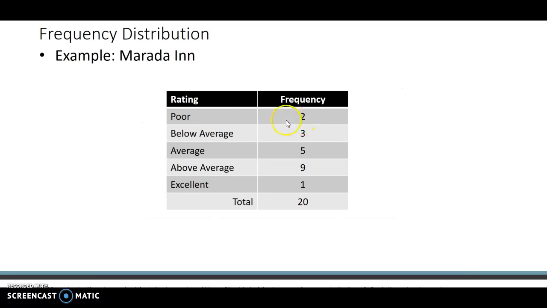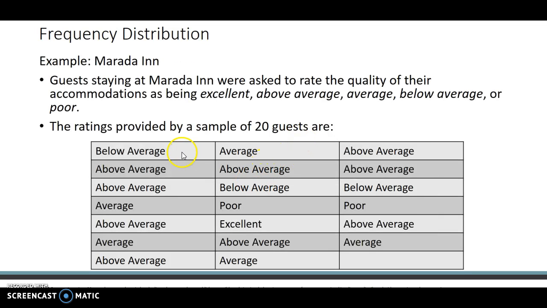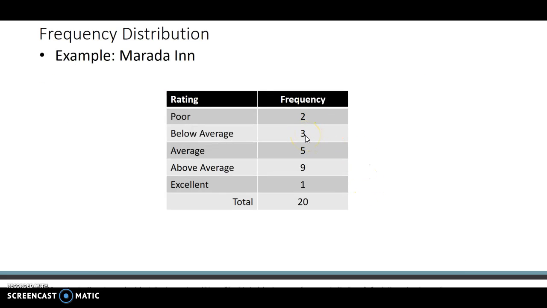So we put a 2 here for frequency. 2 people answered poor. Below average, going back, there were 3 below average responses. The frequency, the number of observations where people said their room was below average, was 3. Average 5, above average 9, excellent 1. You could go back and look at that and tabulate those things. Now, we add up the frequencies to make sure that we've got all 20 of our observations in our frequency distribution. We sampled 20 guests. We have 20 answers. We're looking pretty good at this point.